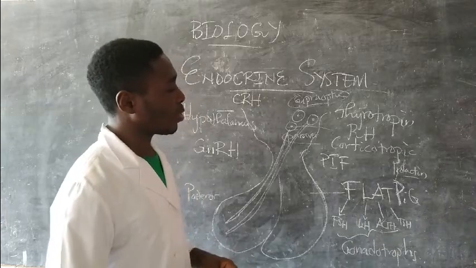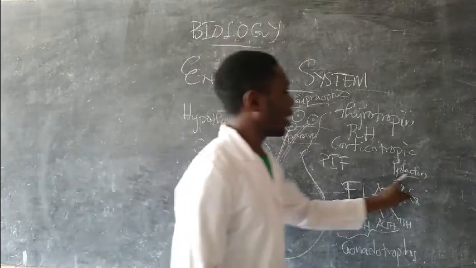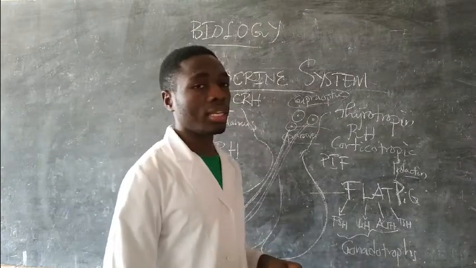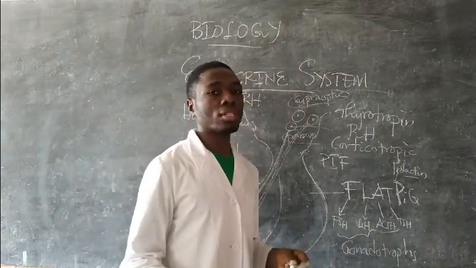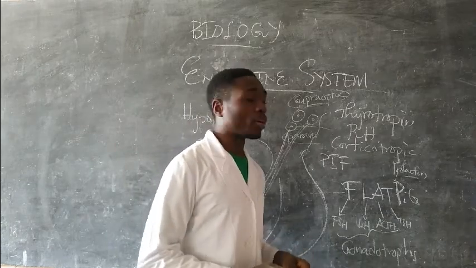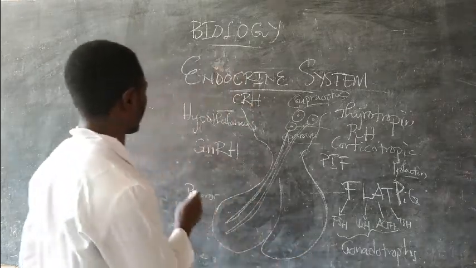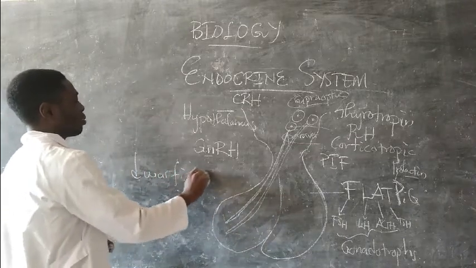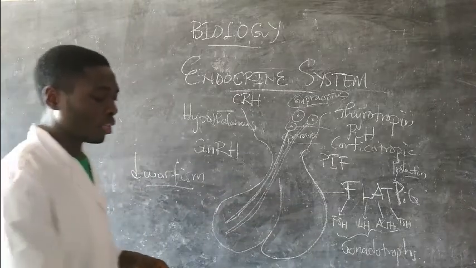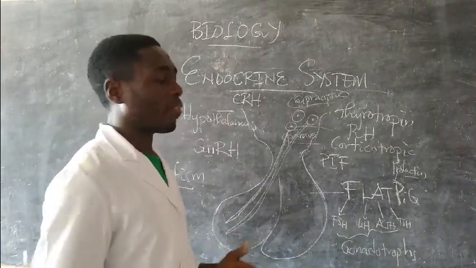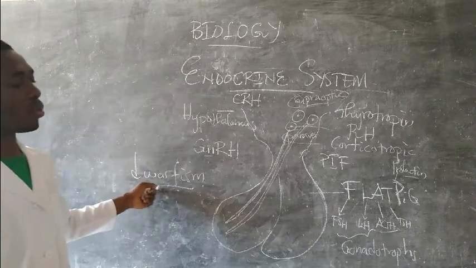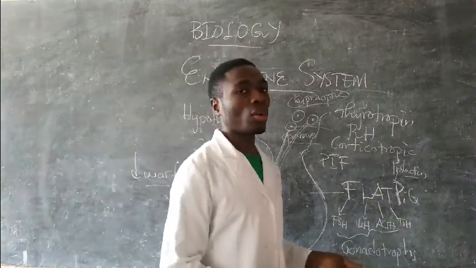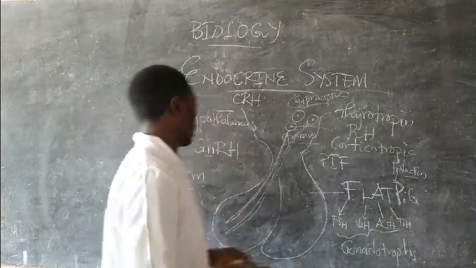For example, the very prominent one which I'm going to use here is growth hormone. When growth hormone is secreted in small quantities, the child, or the individual, is going to have what we call dwarfism, meaning that there's not going to be growth. The individual might have a very short stature, underdevelopment and all of that. Now, when growth hormone is secreted in excess in children, it causes what we call gigantism.